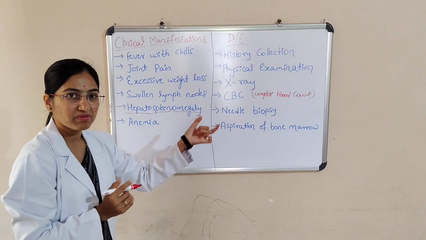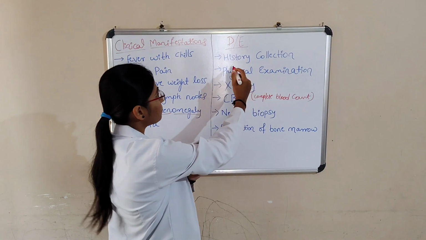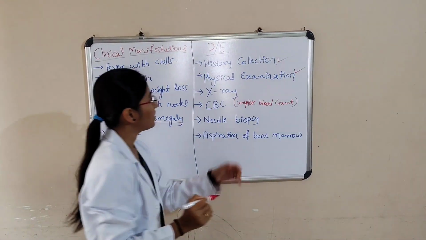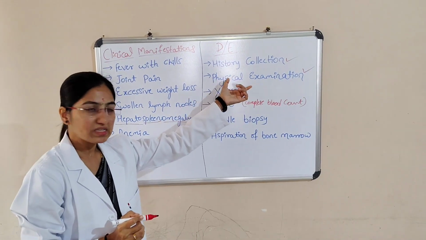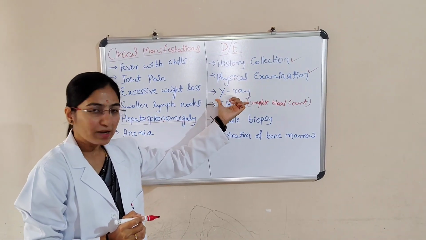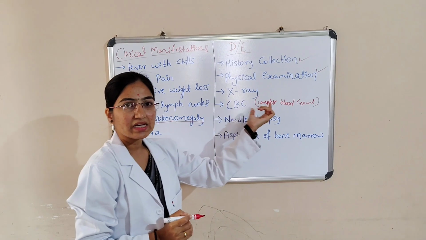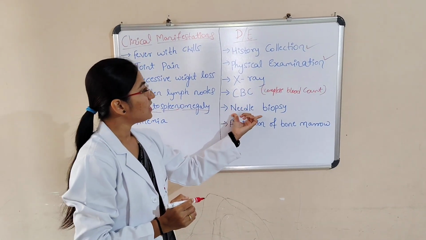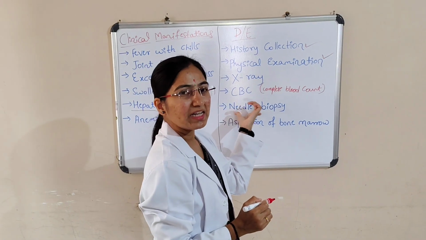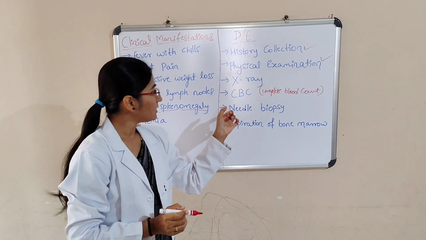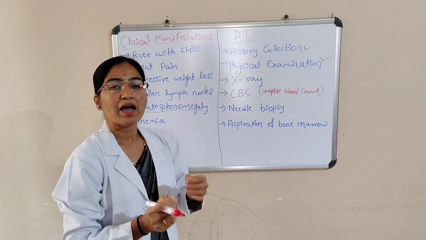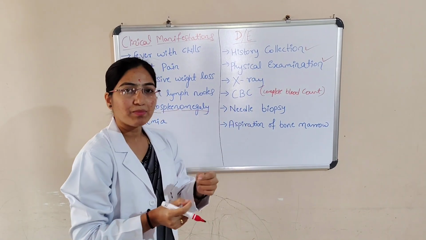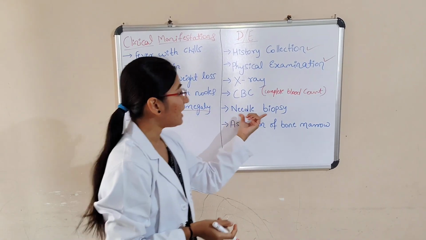What are all the diagnostic evaluations? First and foremost, there is the history collection and physical examination. X-ray can be done. CBC, that is complete blood count, can be done. Needle biopsy. Needle biopsy is nothing but it is to obtain a sample of cells for the lab test.